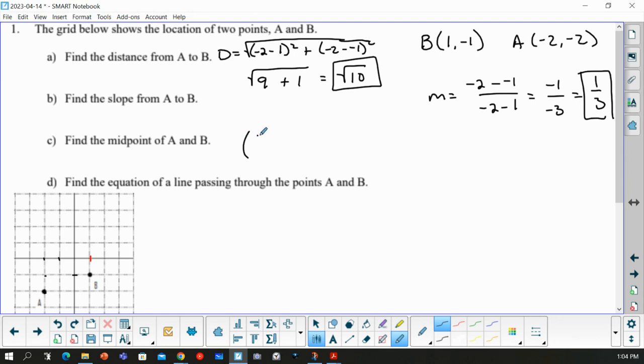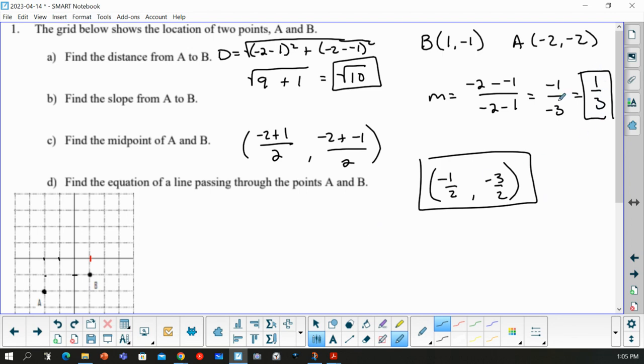The midpoint from A to B, x2 plus x1 divided by 2, y2 plus y1 divided by 2. -2 plus 1 would be -1, so -1/2. -2 plus a -1 would be -3. -3 over 2, -3/2. There's the midpoint.